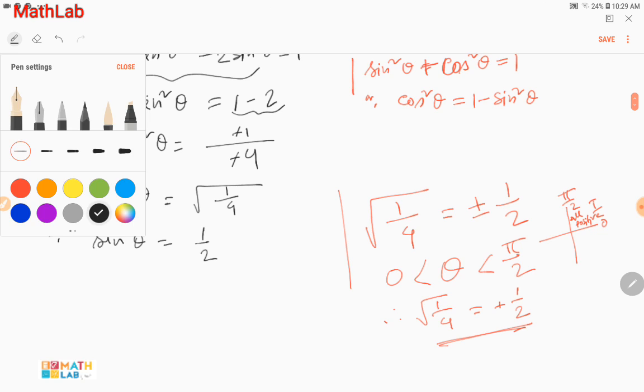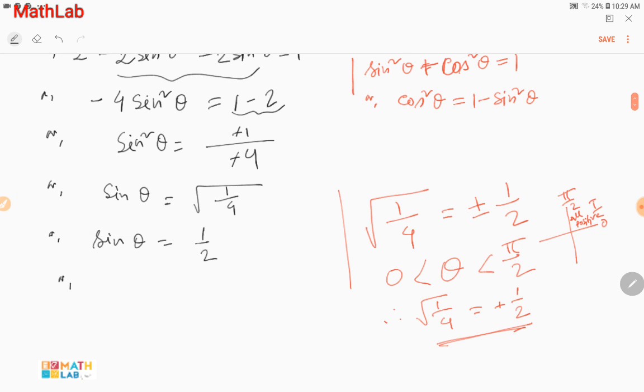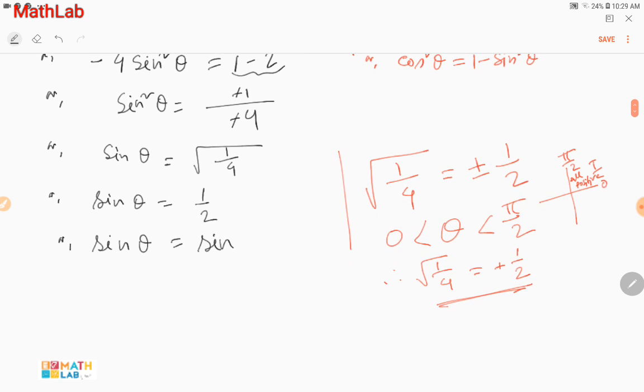Okay, then next step, sine theta equals half. We know that sine 30 degrees is half. In radian angle, we know that 30 degrees equals to pi by 6. Okay, so that will be pi by 6. So theta is pi by 6. This is our solution.